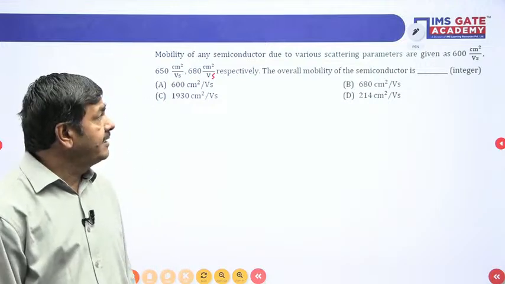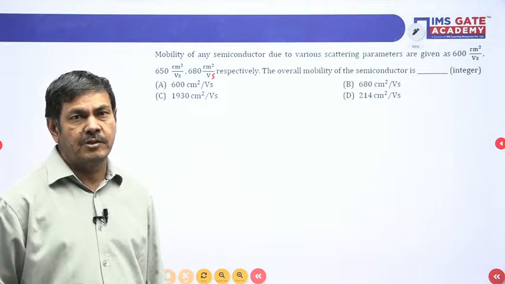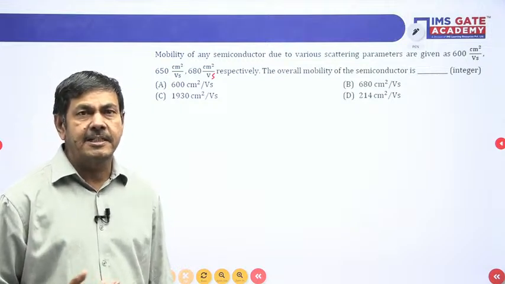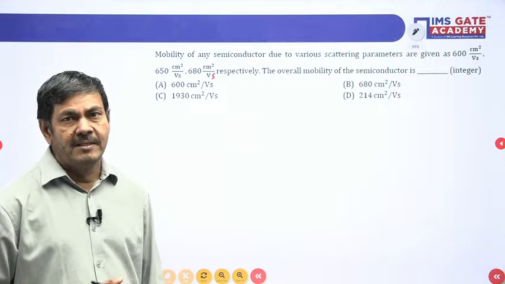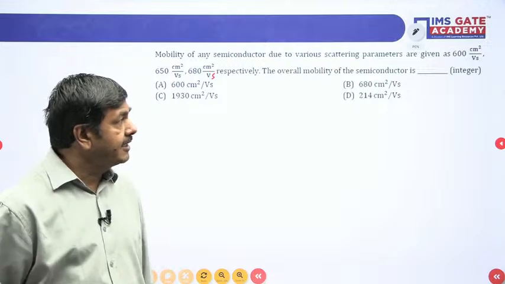How can we find the overall mobility? Overall mobility or total mobility, any name you can put. The mobility in the semiconductor is affected by different factors only. So because of those factors, three different mobilities take place.